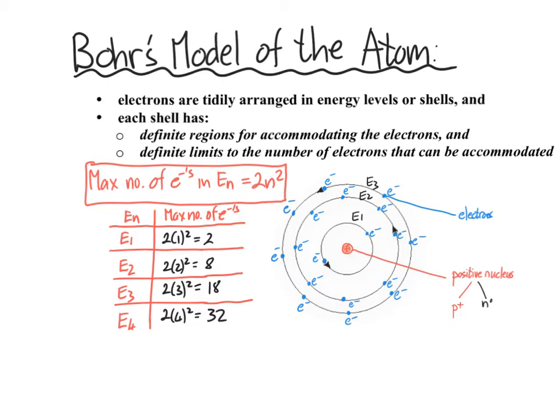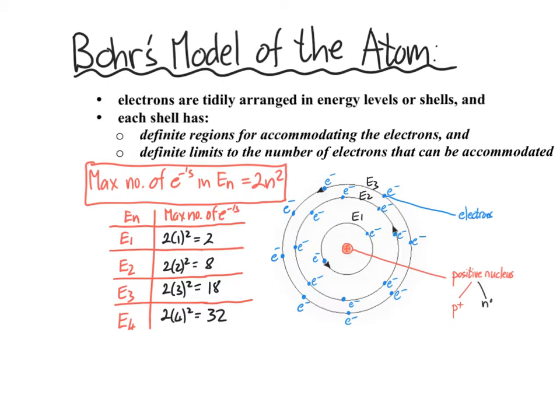And one last thing I would like to mention to you is that there's a certain maximum number of electrons that can fit into a particular energy level according to Bohr's model of the atom. And the formula that is given is that if n is the primary quantum number, it's the number of the energy level, then the maximum number of electrons in a particular energy level is equal to 2 times the primary quantum number of that energy level squared.